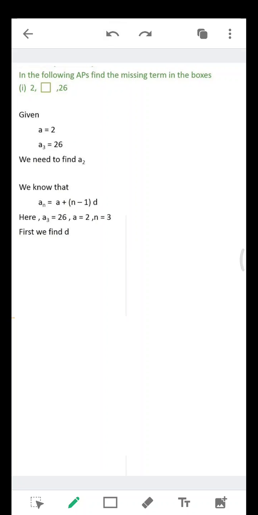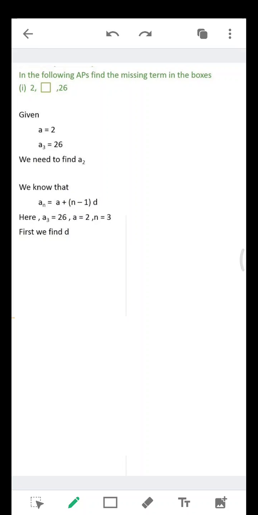Now we'll take the same formula. an is equal to a plus n minus 1 into d. Okay, so what is a3 here? a3 is 26, a is 2 and n is 3, okay, because a3 is 26. Here n is 3. So from a3 I'll find the value of d. I can find the second term easily if I know a and d values.